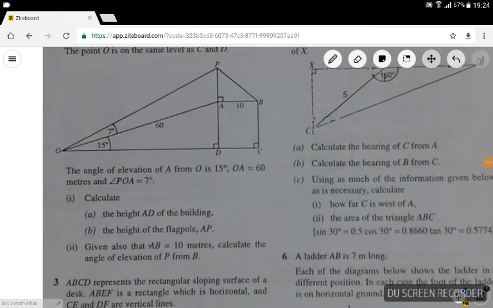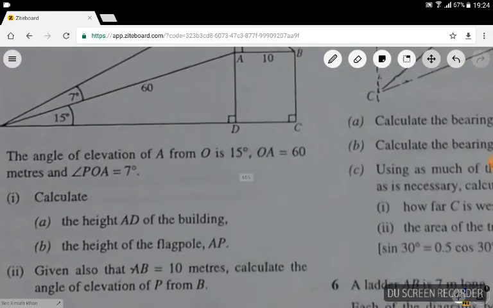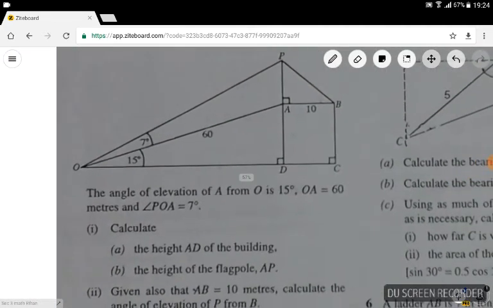Let's do this as fast as we can. So find the height AD of the building. We already know, we take sine. So sine 15 equals opposite over hypotenuse. So AD over 60. So AD equals 15.5.